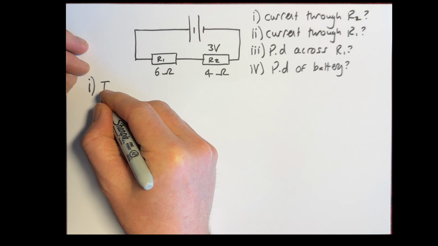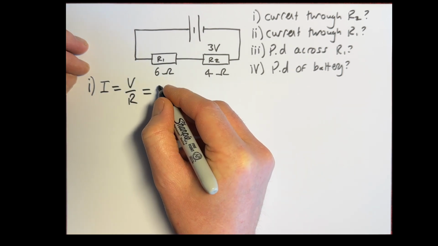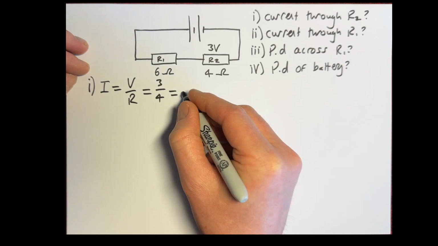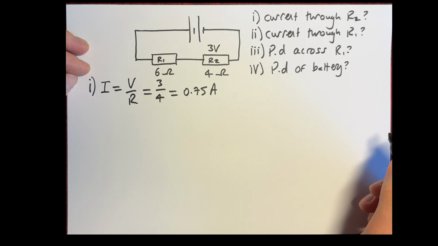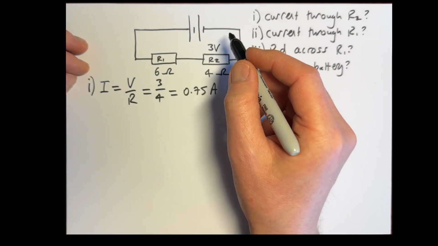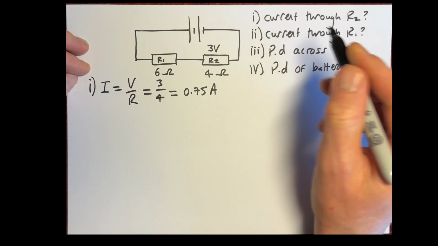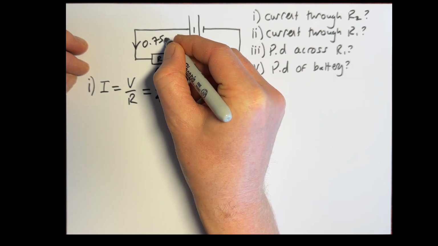So we can just use the equation I equals V over R, and V is 3, R is 4, so 3/4, 0.75 amps. Now, if you remember from the rules for series circuits, we know that the current everywhere in a series circuit is the same, due to basically conservation of charge.